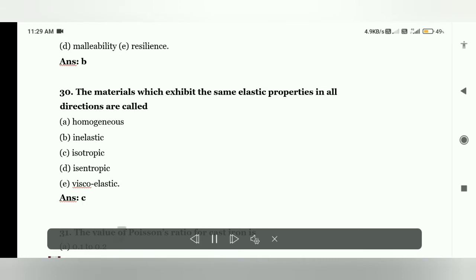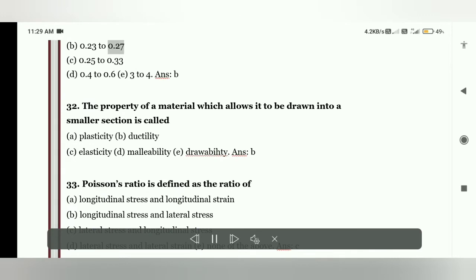31. The value of Poisson's ratio for cast iron is A. 0.1 to 0.2, B. 0.23 to 0.27, C. 0.25 to 0.33, D. 0.4 to 0.6, E. 3 to 4. Answer B.